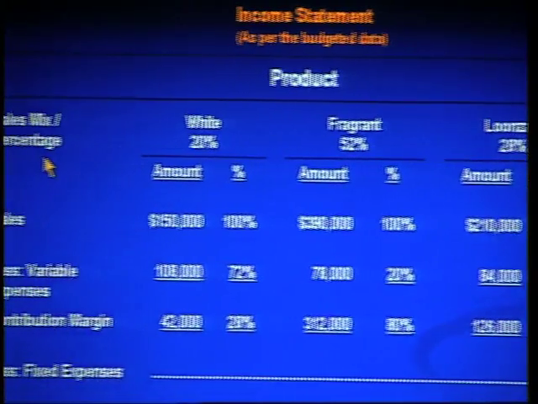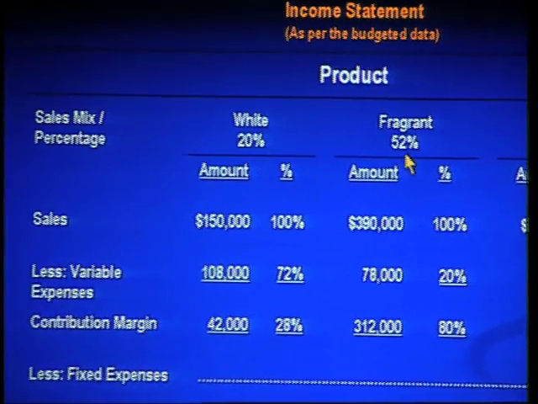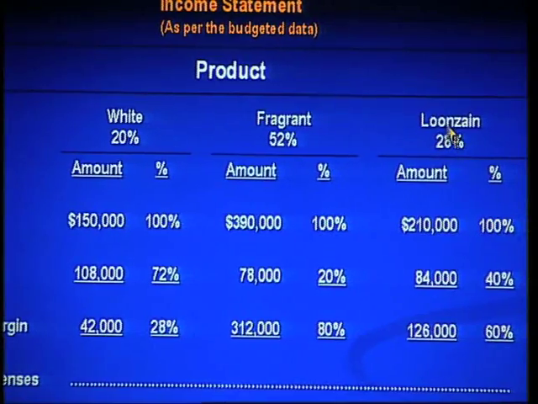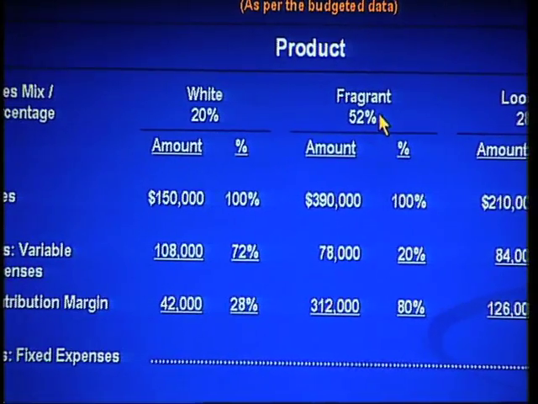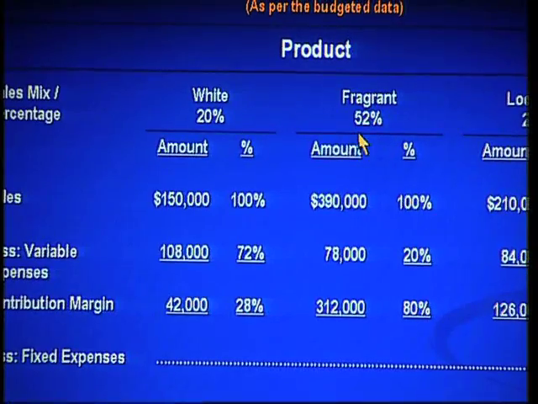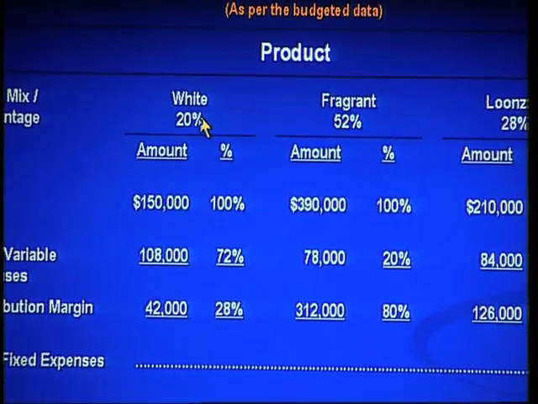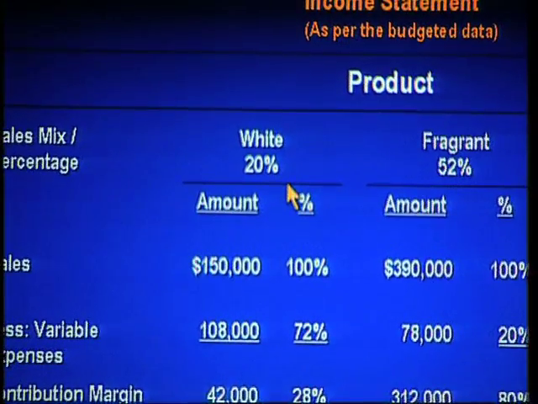Look at the sales mix or the percentages. It wants to sell 20% of white, 52% of fragrant, and 28% of Lunzaine. You can understand, since the percentage of fragrant is the highest, which is 52%, it must be the high margin product. And since the sales of white is only 20%, it must be the lowest margin product.